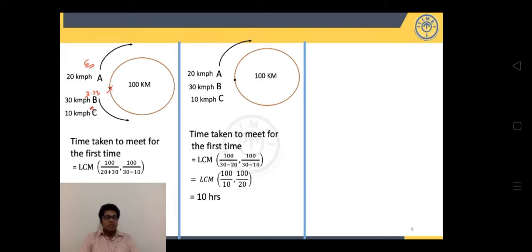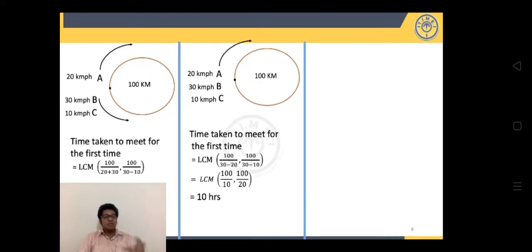Let me see C as well. C will be at the starting point every 10 hours. So whichever direction they travel, they'll come to the starting point in their respective times, which are 5, 3.33 and 10. Now the time taken by them to meet for the first time at the starting point is nothing but the LCM of the times taken. So 5, 3.33 and 10, the LCM is 10. So 10 hours. A multiple of 5, a multiple of 3.33 and a multiple of 10, the least common multiple is 10. So the time taken by them to meet for the first time at the starting point is nothing but the LCM of the times taken.